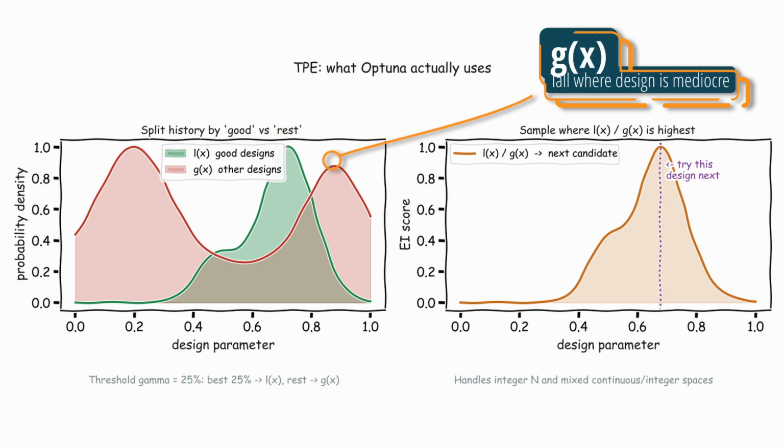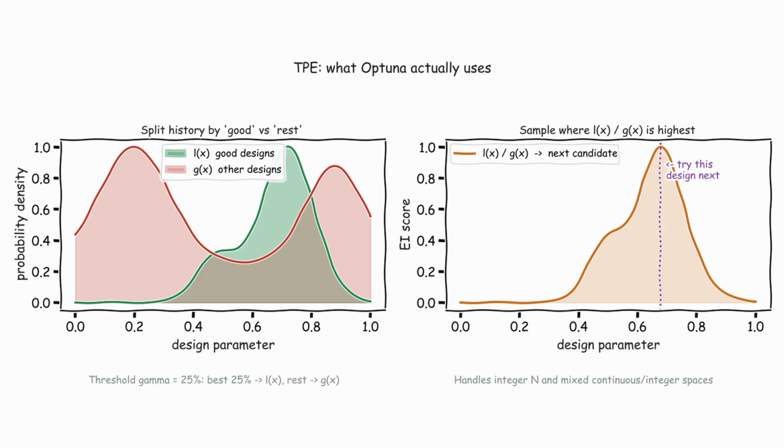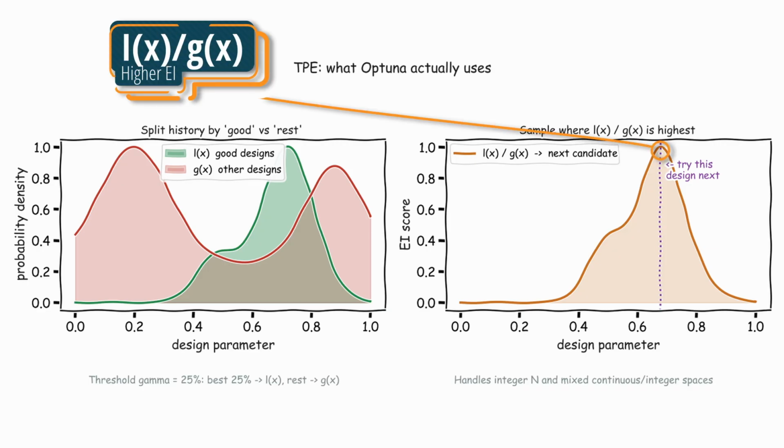So a promising new candidate is the one that scores high on l(x) and low on g(x). It looks like the winners and unlike the losers. And the natural score for that is simply the ratio l(x) divided by g(x).